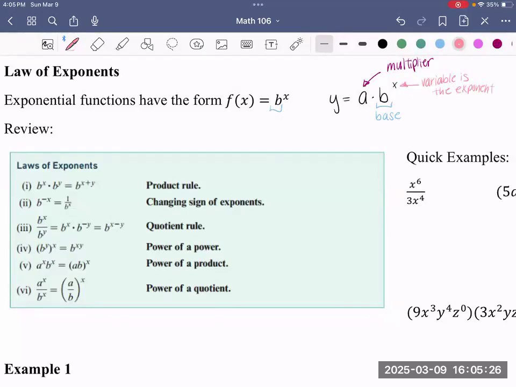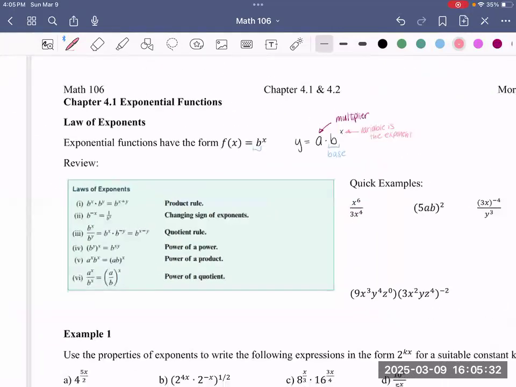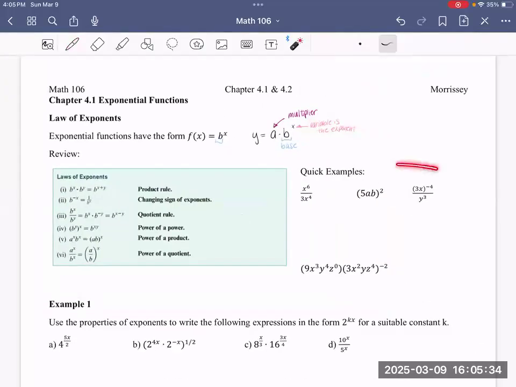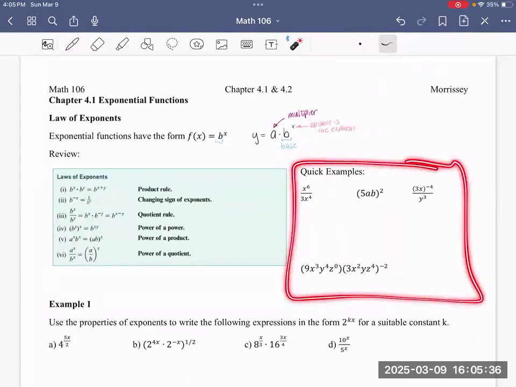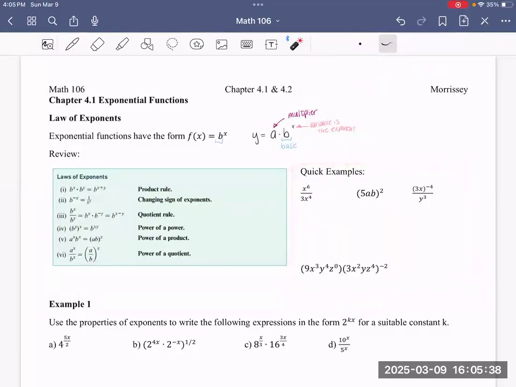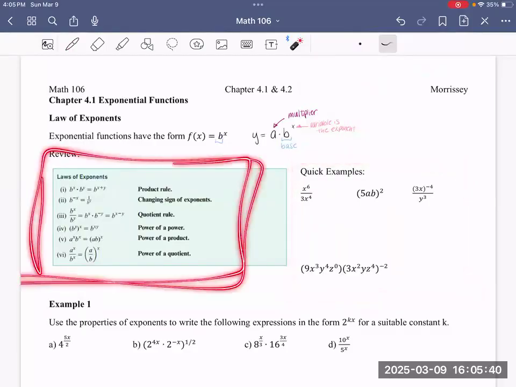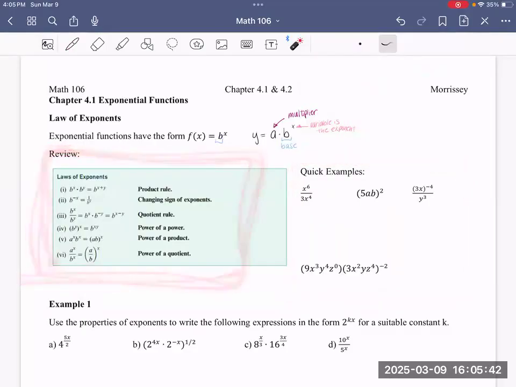Now recall what we've done from your chapter 0 section where we first learned about the laws of exponents. So let's see if you can take care of these first few quick examples. So pause the video if you need to. These laws of exponents are over here just for a real quick refresher. So pause the video, see what you come up with for those four.